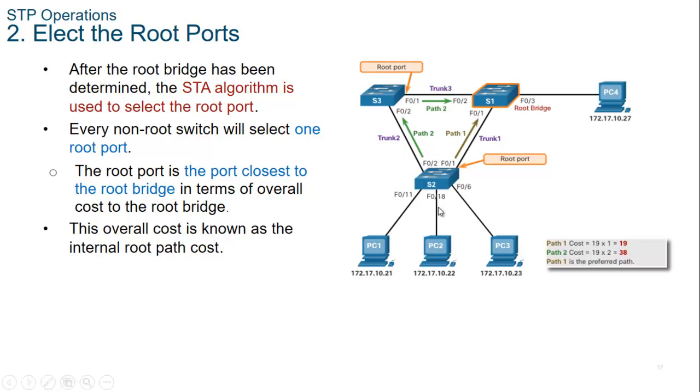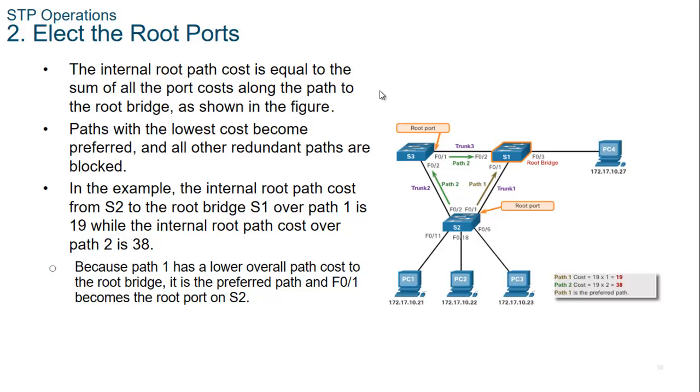Let's look at S2 here in the example. There are two paths to go from S2 to the root bridge. Path 1 goes directly, the cost is 19. Path 2 goes from S2 to S3 and then to S1, and that will cost 38. So of course, because path 1 has a lesser cost, this interface or this port would be elected as the root port. Same goes for S3. Path with the lowest cost becomes preferred and all other redundant paths are blocked.